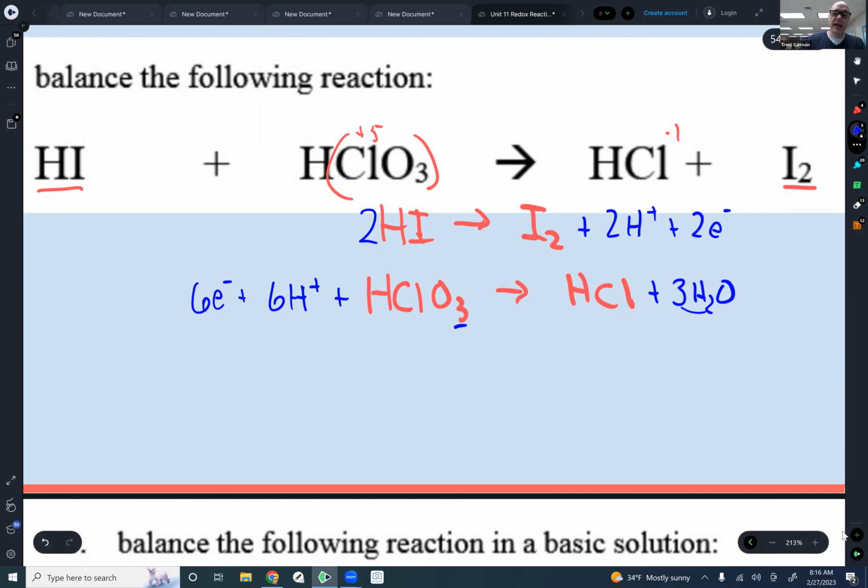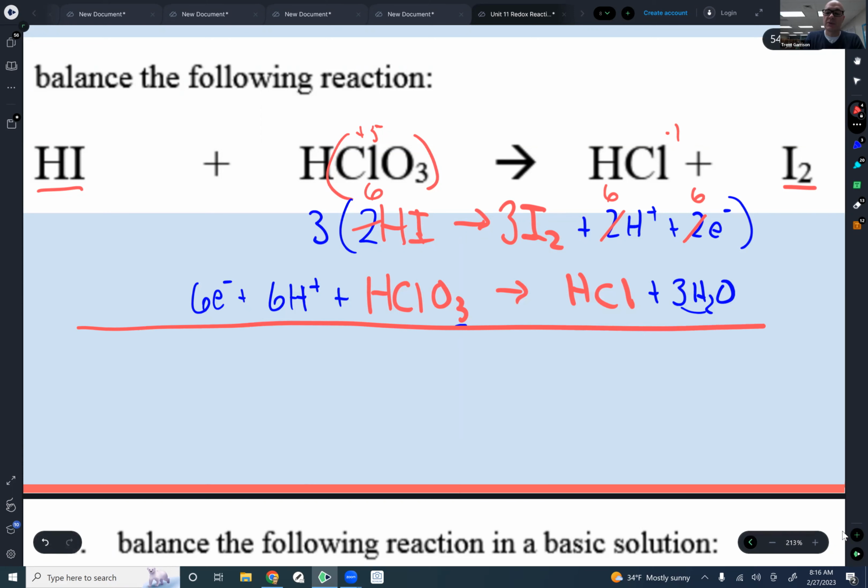Well, now notice what happened. My charges are not the same. So what this means is I have to balance my charges by multiplying everything by 3. If I multiply everything in here by 3, I would have 6 HIs, 3 I2s, 6 H's, and 6 electrons. Now my electrons will be able to cancel. So let's add everything together and we have our final answer.